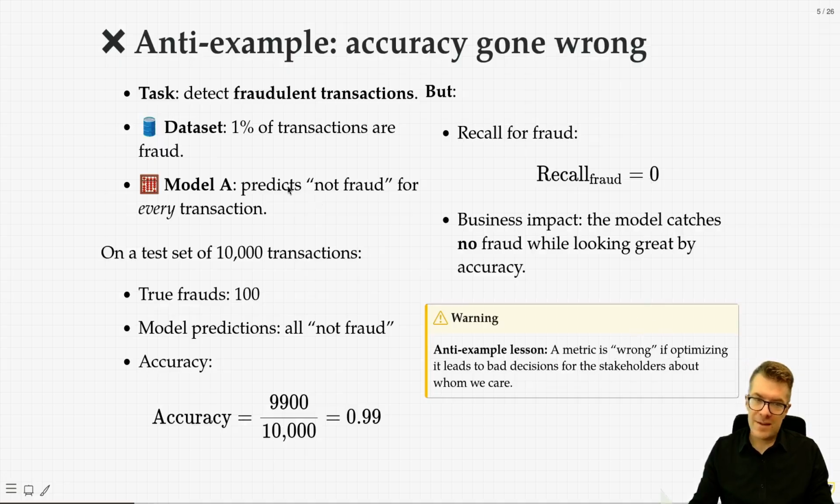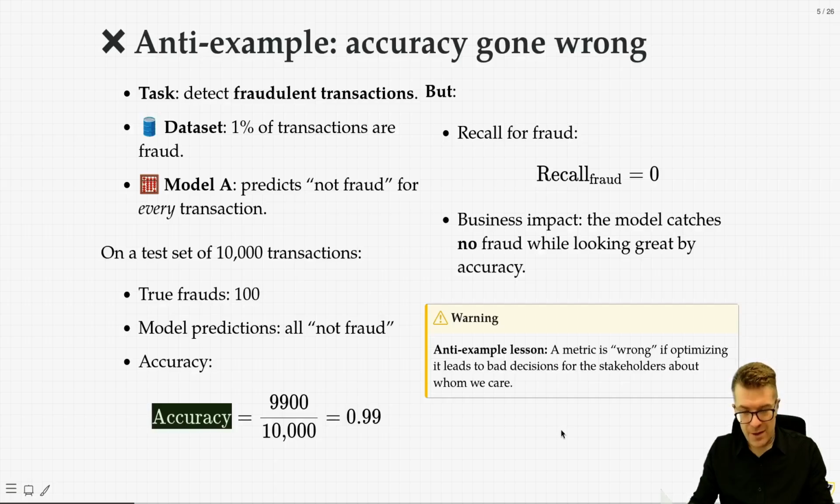So the lesson here in this anti-example is that a metric can be the wrong choice. In this case, accuracy is the wrong choice. If just trying to build towards accuracy in this case leads to bad decisions for the real world stakeholders that we're trying to help.